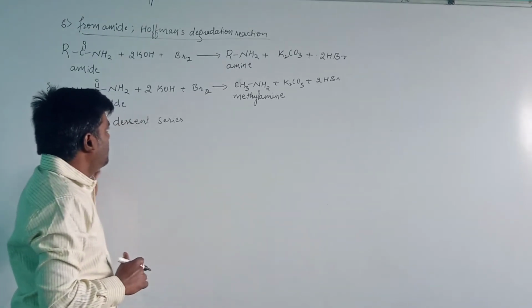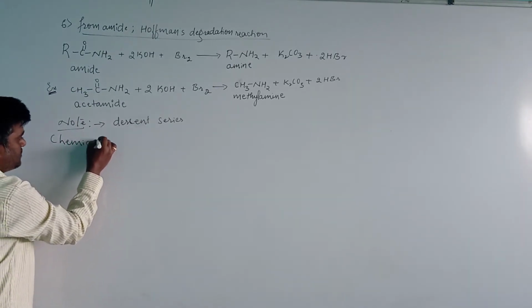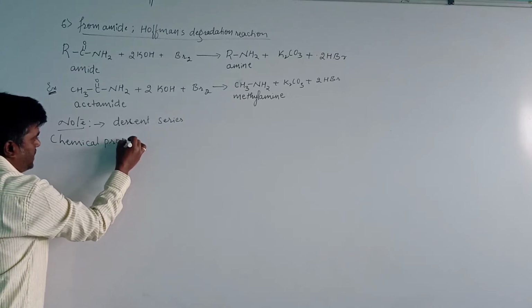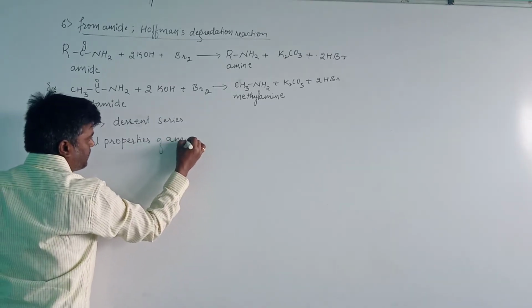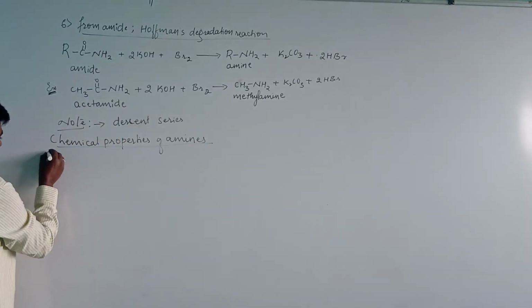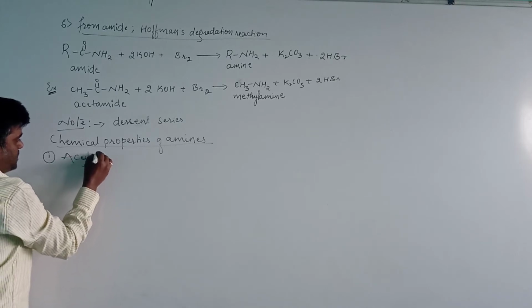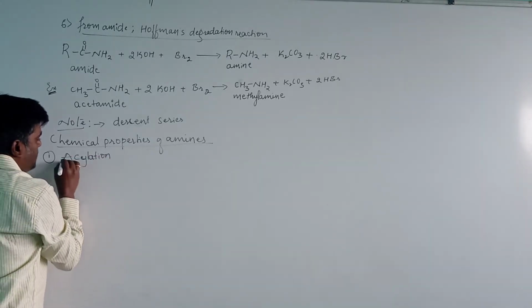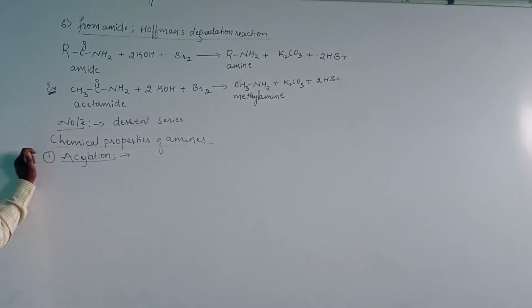Then let us see the chemical properties of amines. First one, acylation. Acylation means the substitution of an acyl group. Acylation is the substitution of an acyl group.